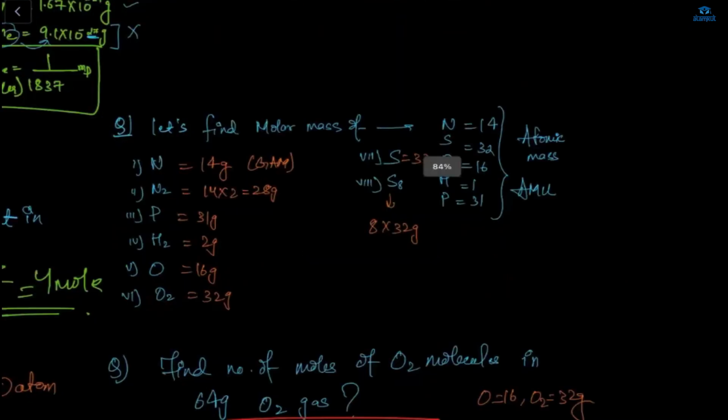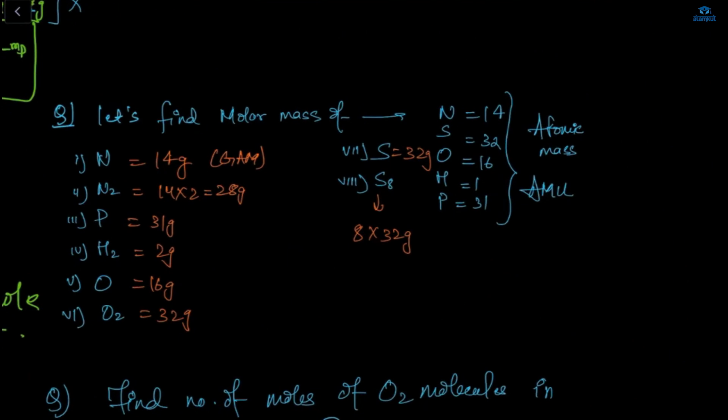Next question is this one. Here, let's find the molar mass. We have to find the molar mass, and the atomic masses are already given: nitrogen, sulfur, oxygen, hydrogen, and phosphorus. So what about nitrogen? Nitrogen will be 14 grams. N2 means N2 is a molecule. So 14 into 2, which is 28 grams.